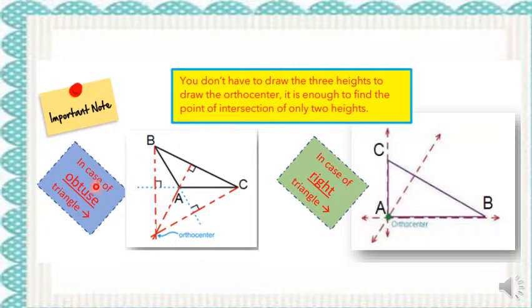We have other cases of the orthocenter. In the obtuse triangle, we have an obtuse angle. The three heights will intersect outside the triangle, so the orthocenter will be outside. In the case of the right triangle, the three heights will intersect at the vertex, which is the right angle. So this is the orthocenter at A, at the right angle of the right triangle.